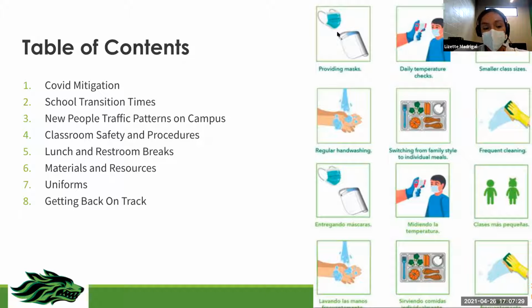All right, and over on the right, you can see some of the most basic things that are important. We have masks available and we give them out in PPE packs.